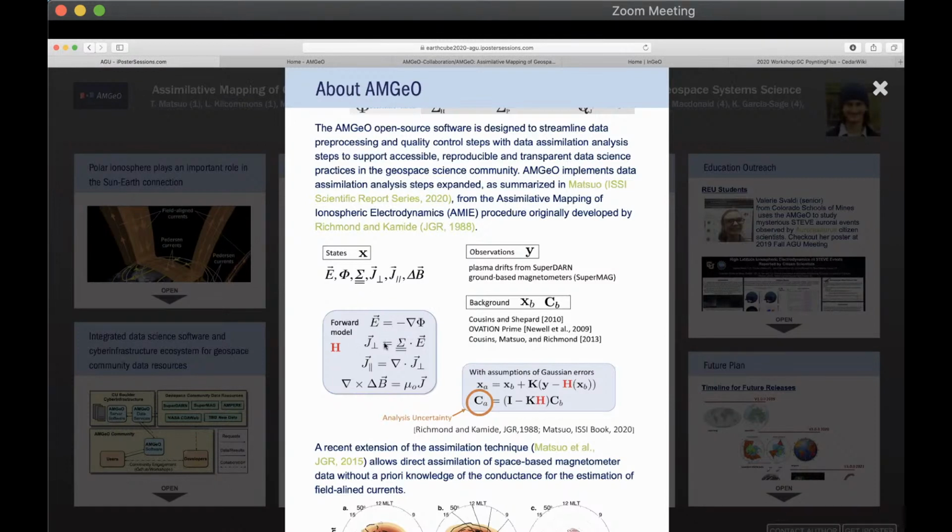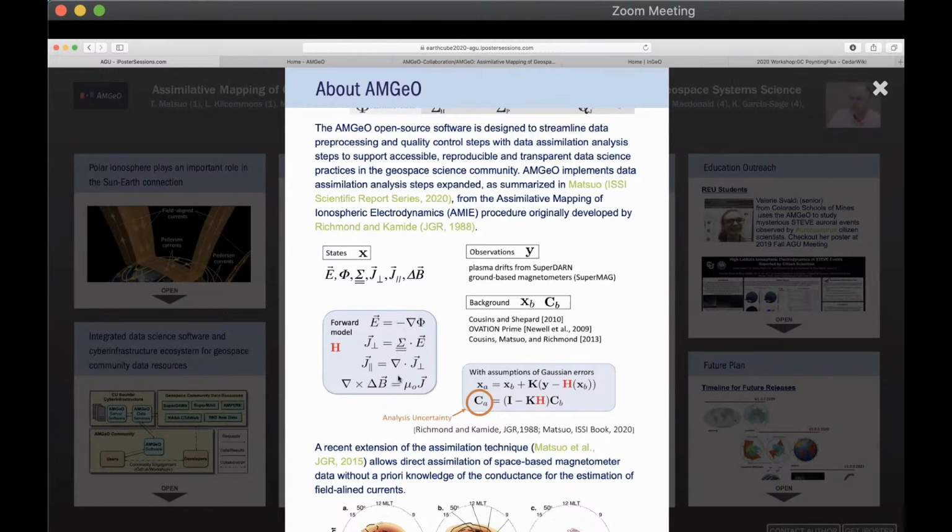An important part is that, just like in AMIE, in AMGEO we assume that all the electrodynamic state variables are linearly related, which you can do if we assume that conductance is known a priori. If you specify conductance, we can relate all the variables. In addition, we make a lot of assumptions about current geometries: field lines are vertical, and horizontal currents flow in basically a thin slab.